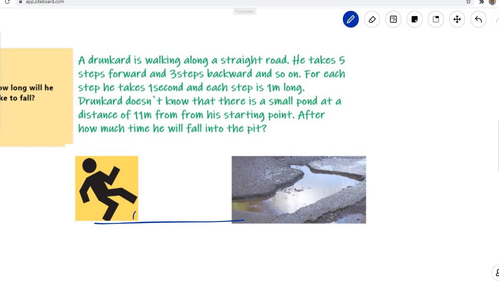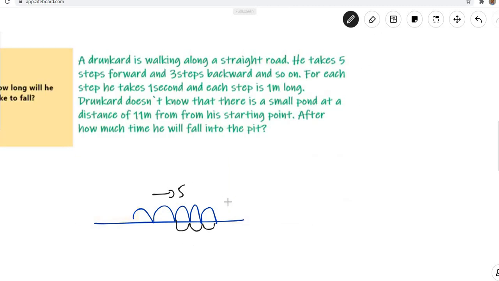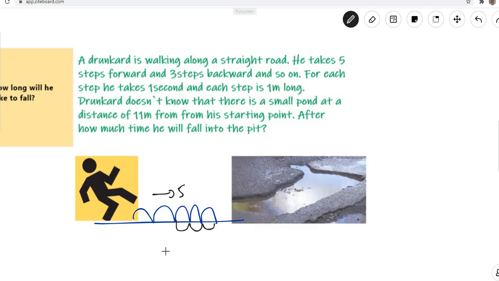He takes 5 steps forward and 3 steps backward and so on. So how is he walking? 1, 2, 3, 4 and 5 like this every time. And again he'll take 3 steps backward, 1, 2 and 3 like this. So he'll take 5 steps forward and again he'll take 3 steps backward.